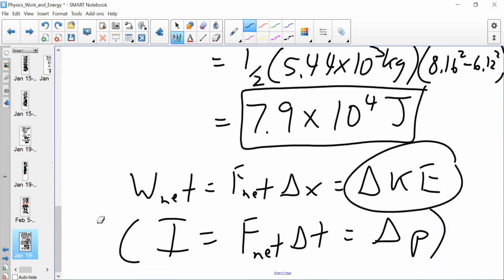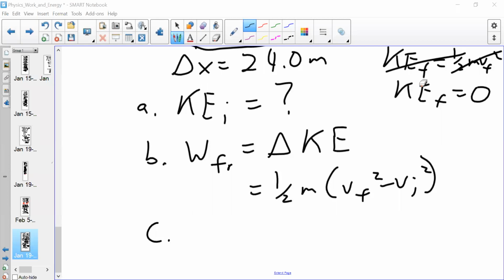And I was talking about last time that the work-kinetic energy theorem is something like what we're going to see in terms of momentum and impulse, where impulse is I. Again, you don't have to worry about what's in the parentheses, but it's very similar dynamics to that. Okay, so very good there.